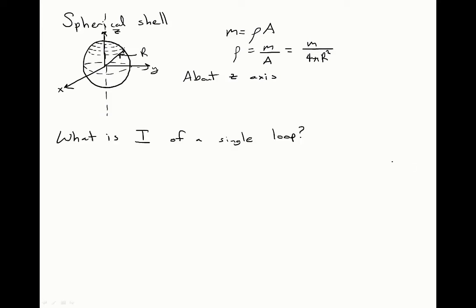I want you to think about what the moment of inertia would be for just a single hoop if you knew its mass and you know its radius. Its mass and its radius. What would be the moment of inertia for that hoop? Remember, all the mass is on the edge of the hoop. There's no mass in the middle. Think about that for a minute. No calculation necessary.